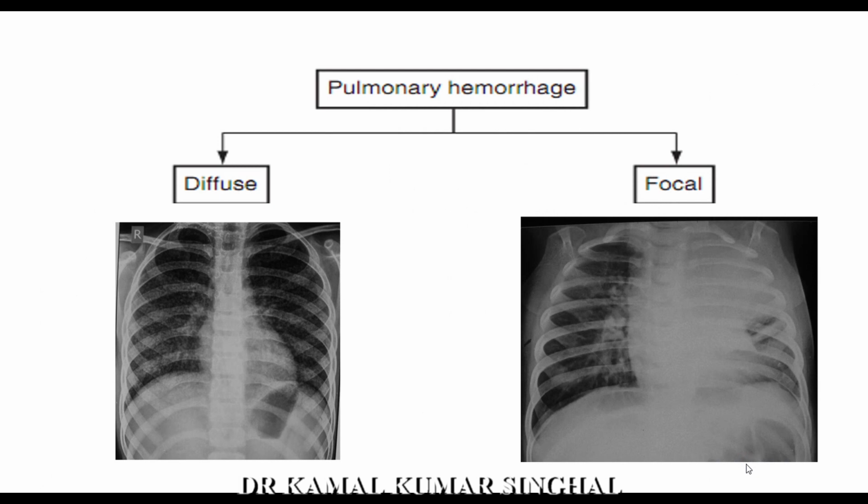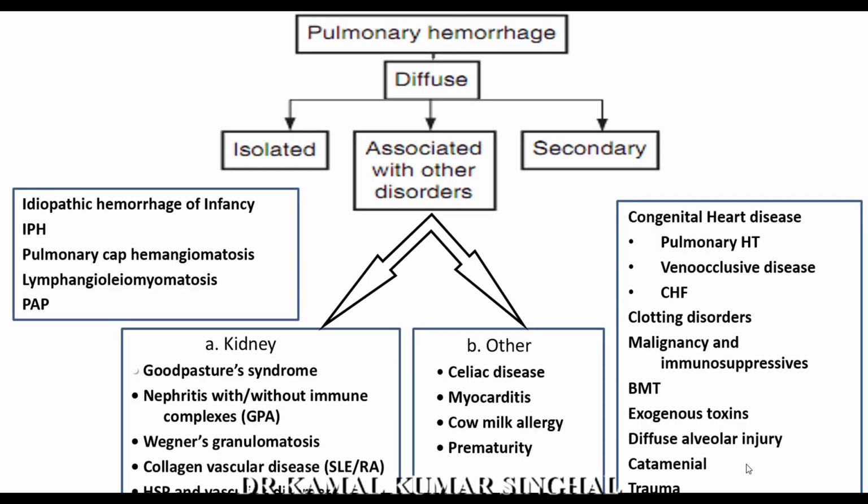Now, if you look at pulmonary hemorrhage, we need to differentiate whether the bleed is diffuse, as we can see in the left-sided lung, where the involvement is fairly throughout the lung fields. Or it could be focal, like in the right-sided radiograph, where the pathology is primarily in the left upper zone. Now, if you look at causes of diffuse pulmonary hemorrhage, it could be isolated to the lung only. It may be associated with other disorders or it may be secondary.